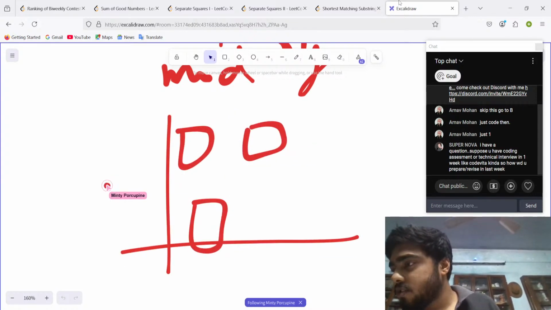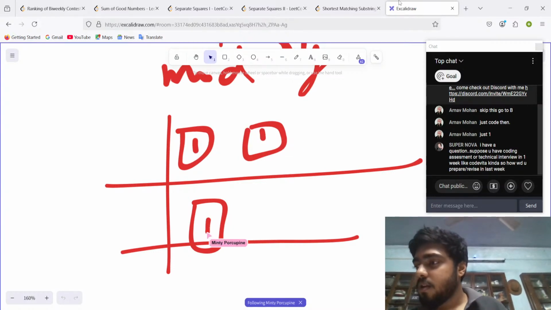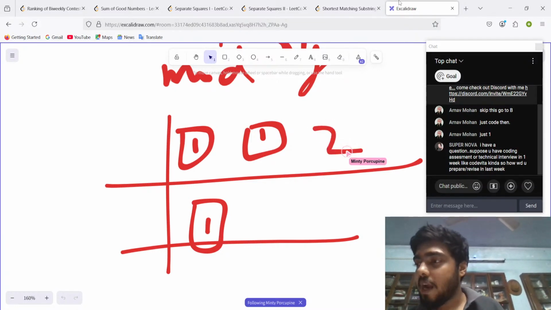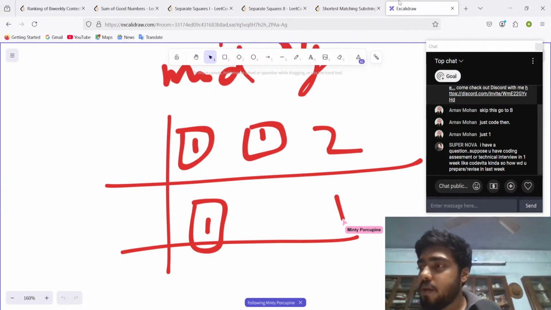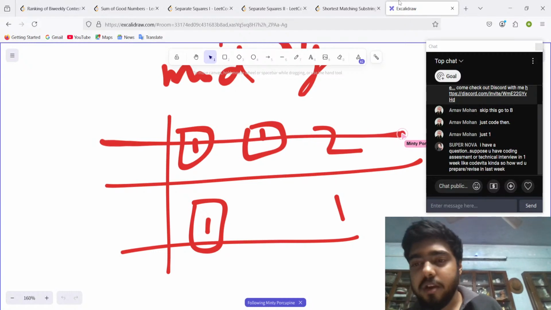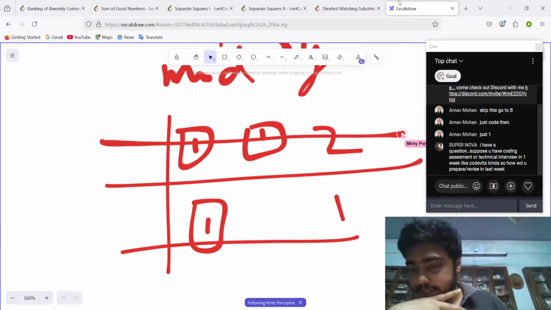Now let's say the mid is over here. Okay, now from here, let's say this is 1, this is 1, and this is 1. So what is the sum of the squares above that line? It is 2. And what is below that line? It is 1, right? So now what we have to do is we are going to search over here, right?